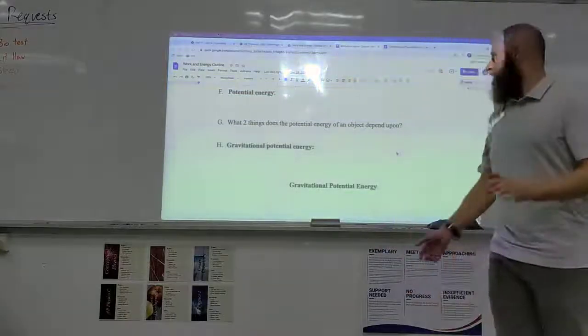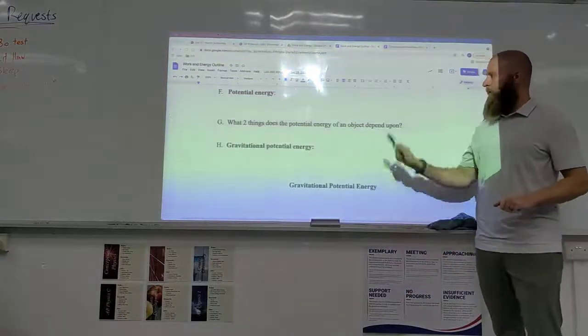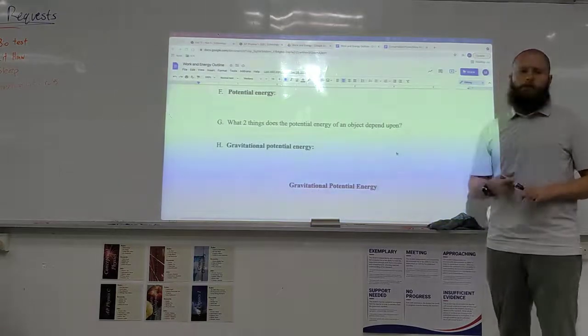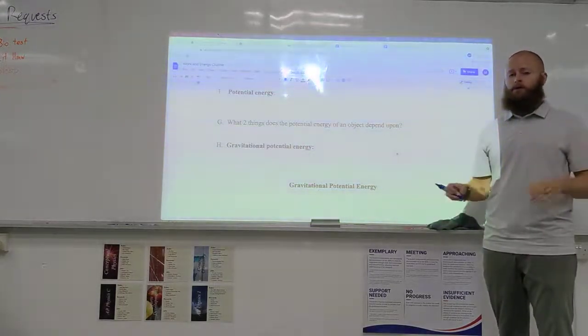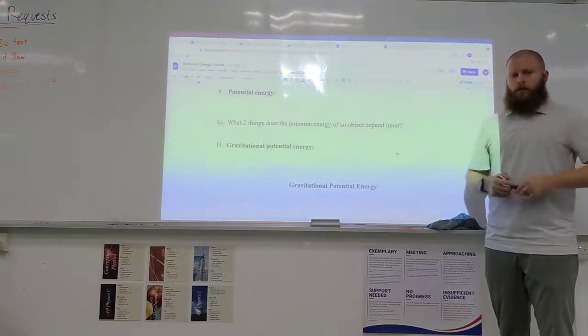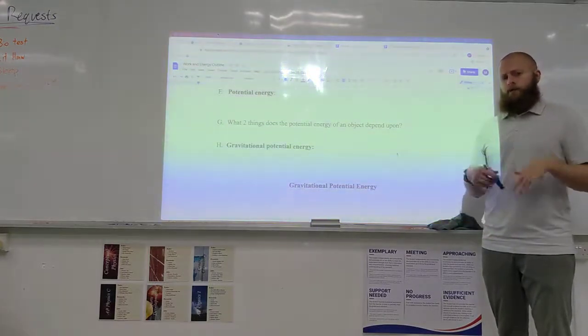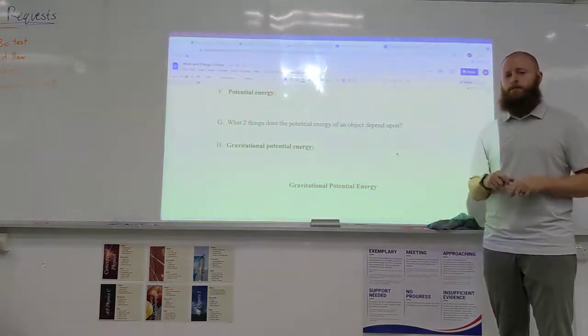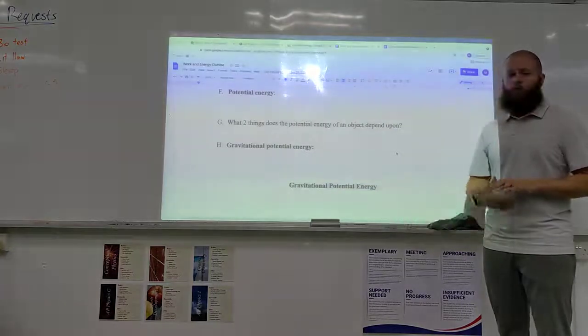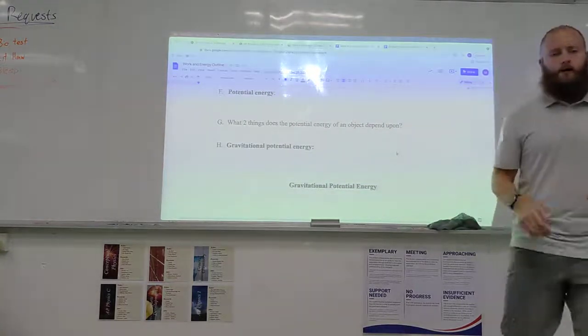Hello again. So this section is about potential energy. So for potential energy, we're looking at stored energy. Oftentimes when we think of stored energy, we think of food or things like that. But specifically in physics, we have two main types of stored energy. One is from gravity.